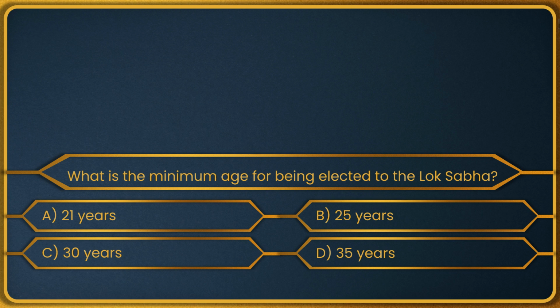Next question. What is the minimum age for being elected to the Lok Sabha? Option A. 21 years. B. 25 years. C. 30 years. D. 35 years.